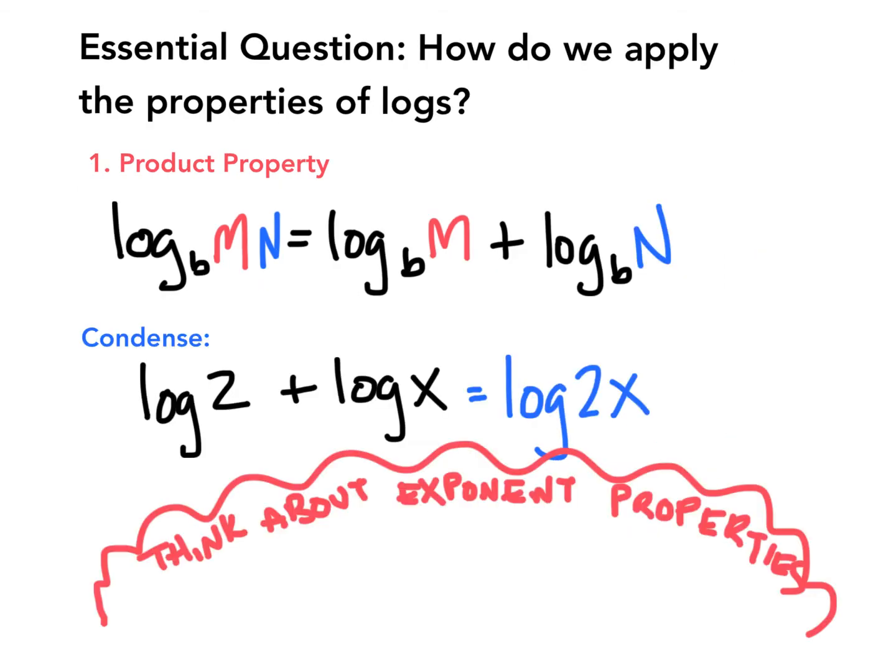Now, if you're trying to make sense of all this, think about exponent properties, right? Whenever you have like x to the 4th times x cubed, these things are being multiplied, but what do you do to their exponents? You add them, right? Logs and exponents have a lot in common. See here, these are being multiplied, so we add the log of each. So what do you think is going to happen with division?